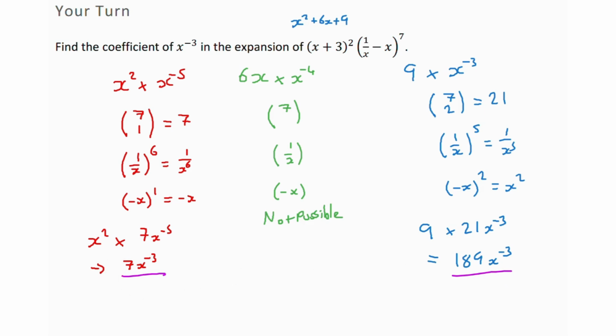So combining these two, we get our total coefficient of x to the -3. Oh, sorry, I've missed a minus there, haven't I? This was minus x, so that should have been -7 there. Combining these two, we've got -7 plus 189, which gives me 182 as the coefficient of x to the -3.